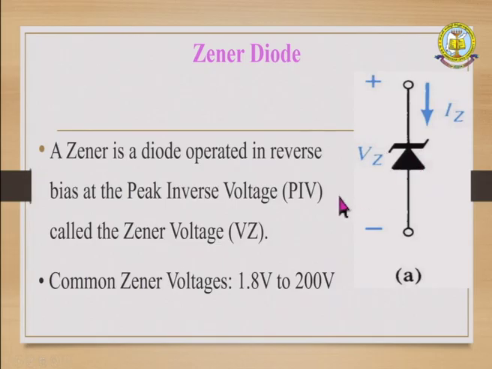Okay. So here IZ means Zener current, VZ means Zener voltage. This is also the same positive and negative cycle. The Zener diode always operates in reverse bias. It calculates the breakdown voltage, which is the common Zener voltage value. The common Zener voltage value is minimum 1.8 volts to maximum 200 volts. That value depends on the Zener region.